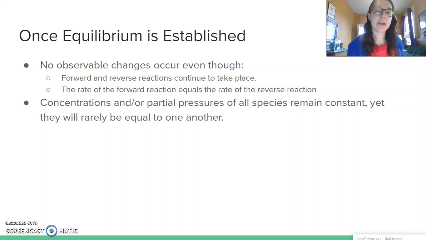So the forward and reverse reactions do continue to take place. The rate of the forward reaction is equal to the rate of the reverse reaction. Concentrations may not be the same for your species, but the change in concentration is 0 for both.